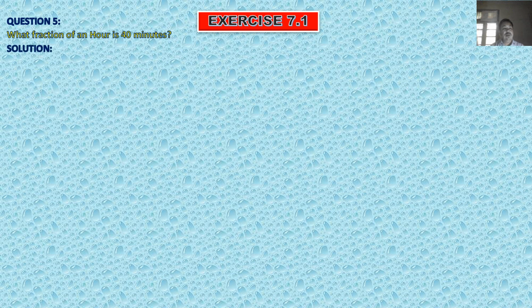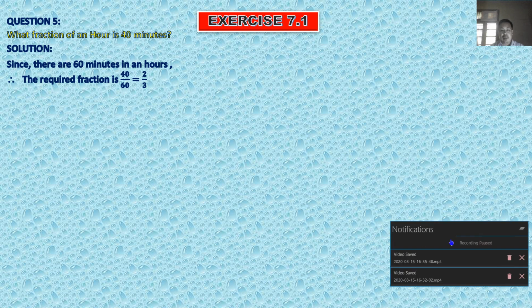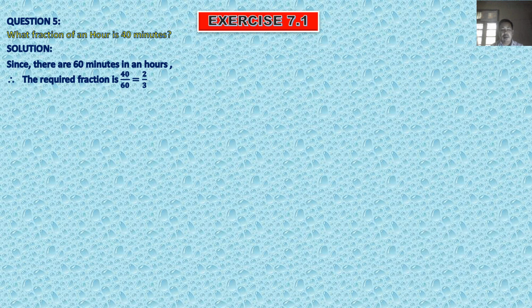In the solution we have like this. Since there are 60 minutes in an hour, the required fraction will be 40 by 60. That means 2 by 3. So 40 by 60 can be reduced to the lowest term as 2 by 3. So 2 by 3 will be the fraction for the given question.